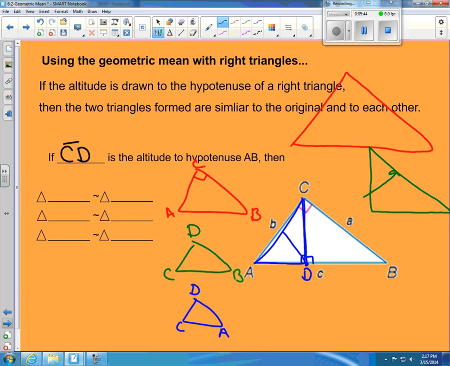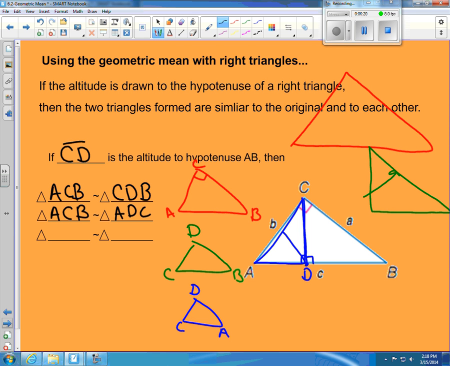If CD is the altitude to the hypotenuse of AB, we can say that triangle ACB, that's our large one, is going to be similar to, let's look at our medium one here, CDB. Okay, we also have our large triangle. That's going to be similar to our small triangle. And so we're going to match up and say A and D and C.